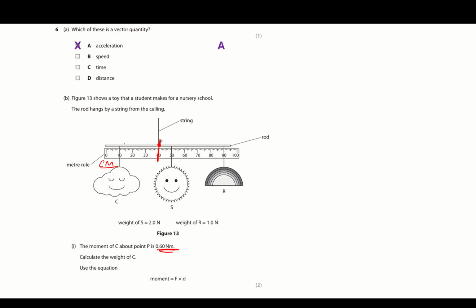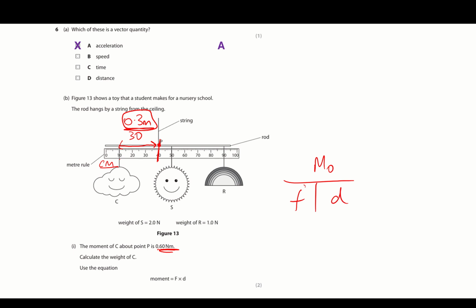We need the perpendicular distance from the pivot. So we can see it's going from 40 to 30, which is 30 centimeters, which is 0.3 meters. And that is the tricky part of this question. And the rest, you're just going to need your fat, moody dinosaurs.